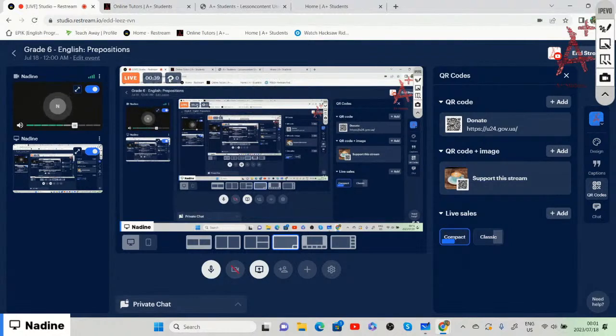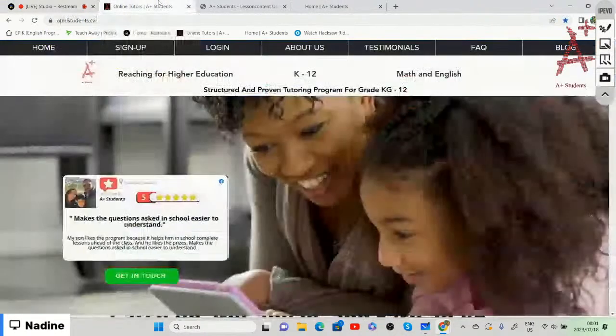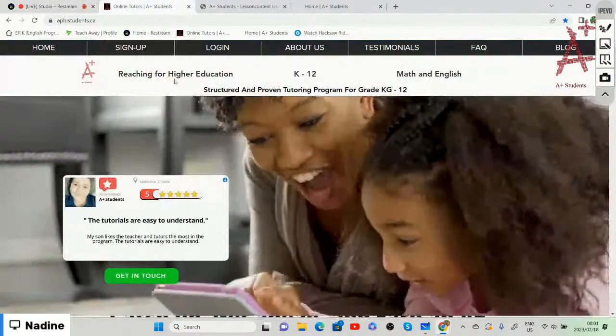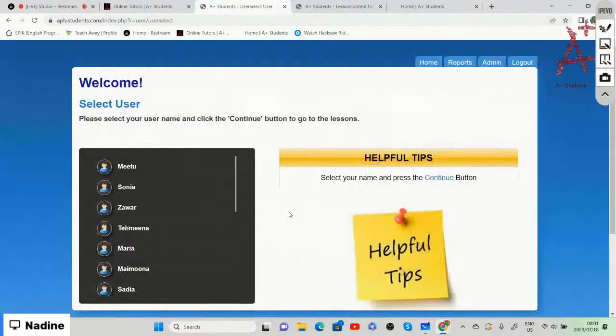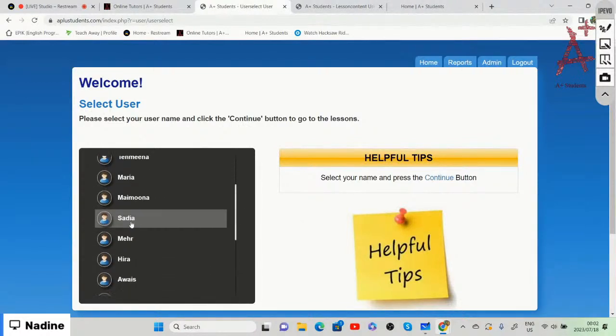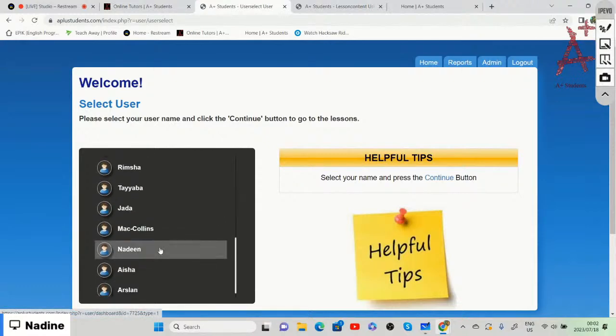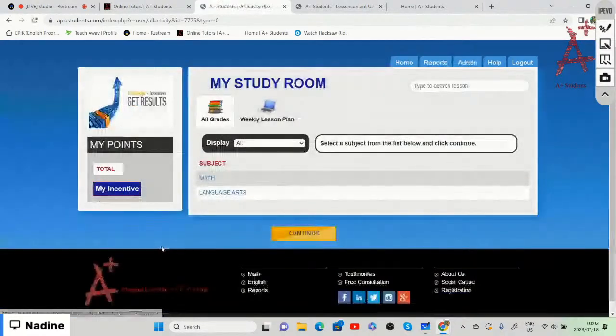A Plus Students dot ca. Once you've clicked on aplusstudents.ca, you are going to log in with your username as well as your password. All right, so once you've logged in, you're going to select the subject of language arts.